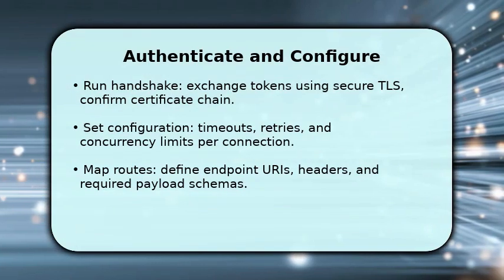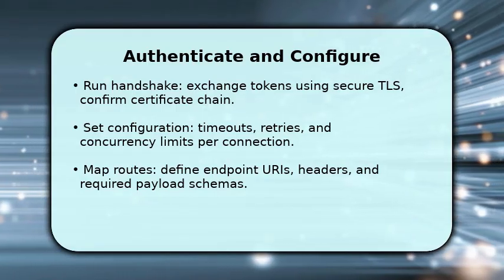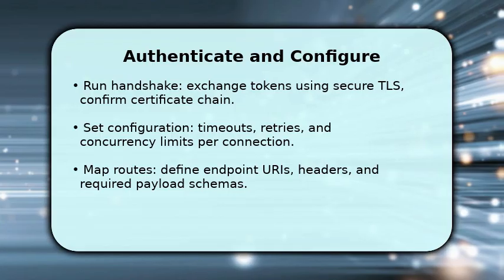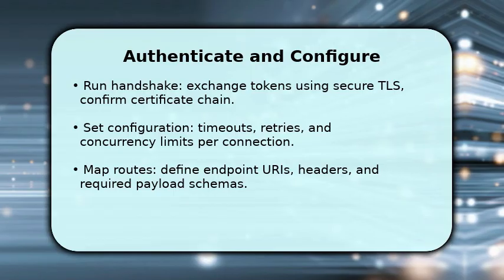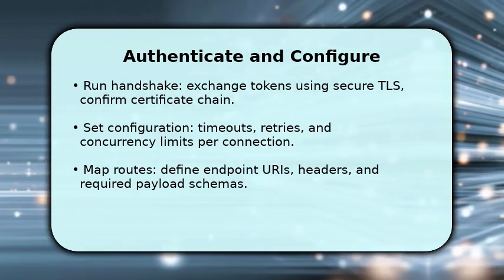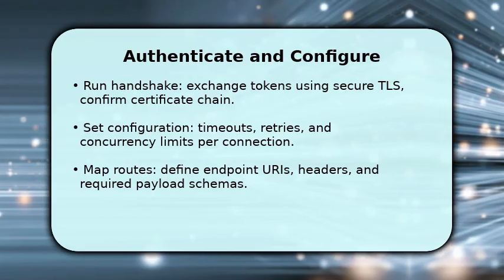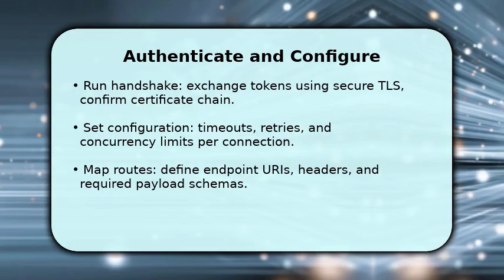You now perform the authentication handshake and configure runtime options. Start the TLS handshake to exchange tokens and validate the certificate chain so communication is encrypted and trusted. Then, set sensible timeouts, retry logic, and concurrency limits to prevent overload. These parameters control reliability under load.